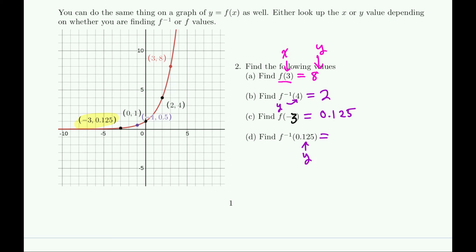Well, this is a y value. So the answer is the x value. So when the y value is 0.125, what's the x? Well, right here, right? The y value is 0.125, x is -3. So these two are just the same problem, just rephrased. This one's f of -3, and this is f inverse of 0.125. Okay. So of course, once you work those out, I keep writing x and y everywhere, but this is all you need to write. You just need to know that you're looking for the x or for the y.